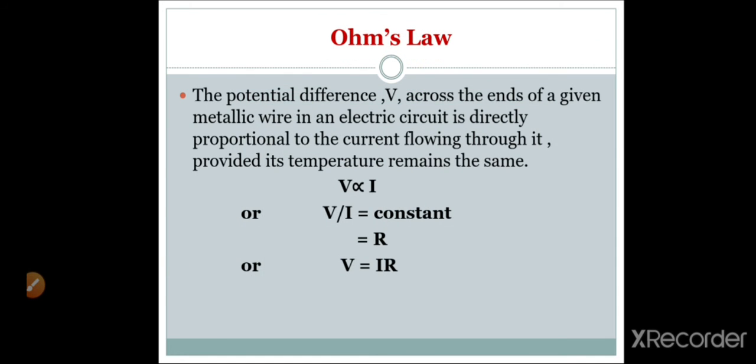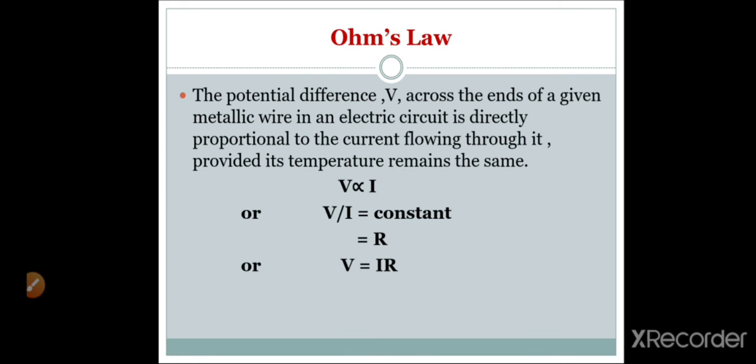Now next is Ohm's law. What is Ohm's law? The potential difference V across the ends of a given metallic wire in an electric circuit is directly proportional to the current flowing through it, provided its temperature remains the same. That is, V or potential difference is directly proportional to I, or the current flowing through the two ends of a given metallic wire. That is, we can write V upon I equals constant. So this constant is R, that is resistance of a conductor, or we can write V equals IR.